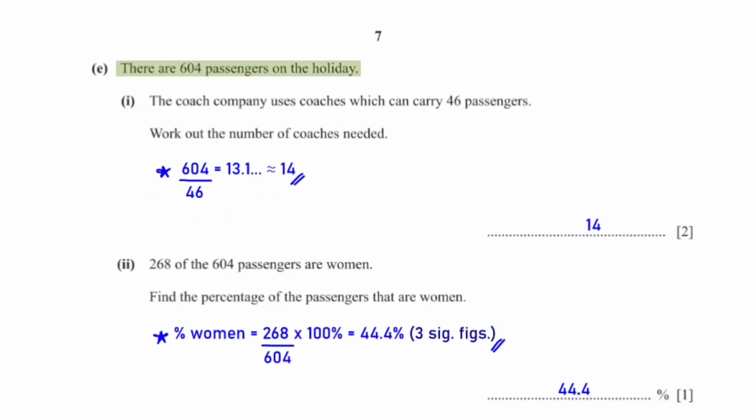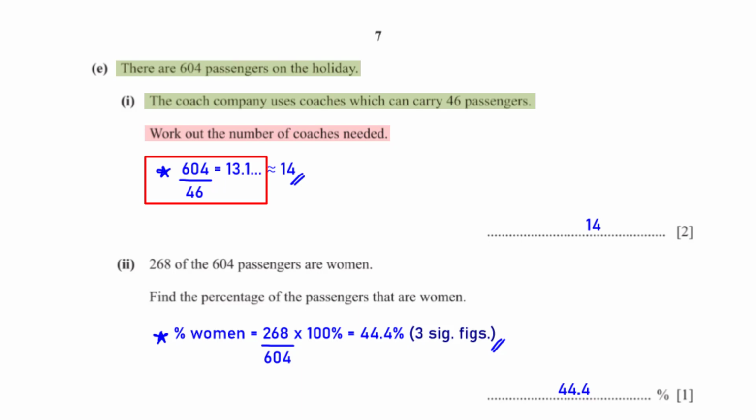There are 604 passengers on the holiday. The coach company uses coaches, which can carry 46 passengers. Work out the number of coaches needed. To get this number, we divide 604 by 46, which gives us 13.1. This means we need 14 coaches to carry all the passengers.